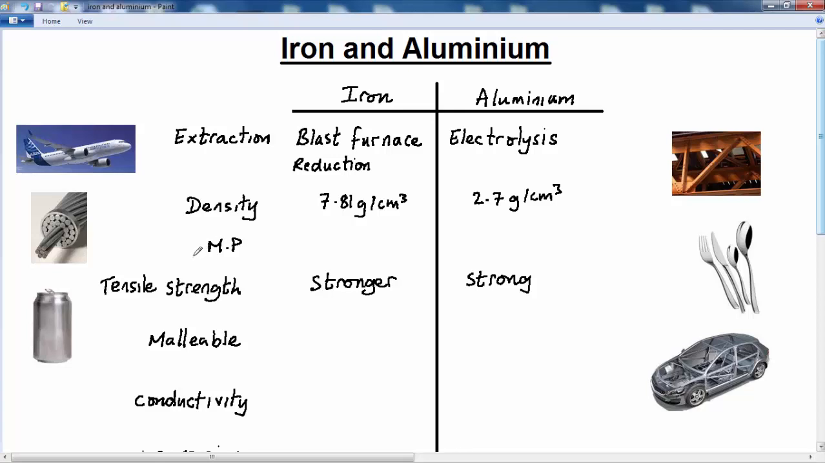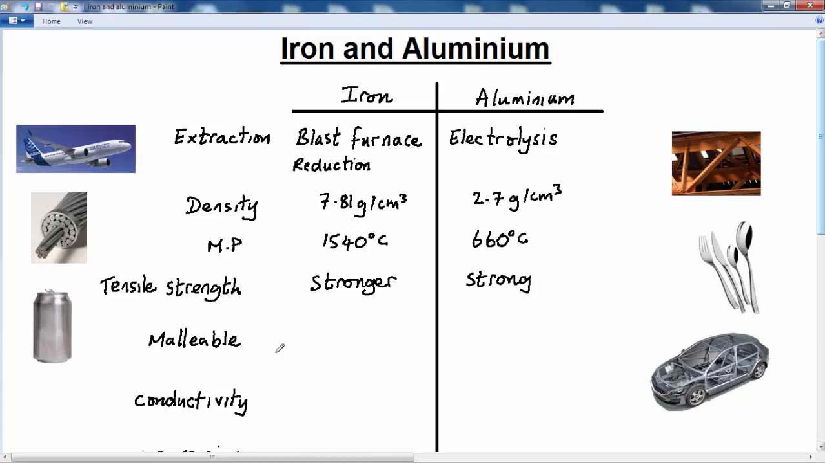Okay, so the melting points. The melting point of iron is about 1540 degrees Celsius, just a little bit less than that, and the melting point of aluminium is only 660 degrees Celsius. That's another advantage for aluminium. It makes it easier to melt and easier to cast.